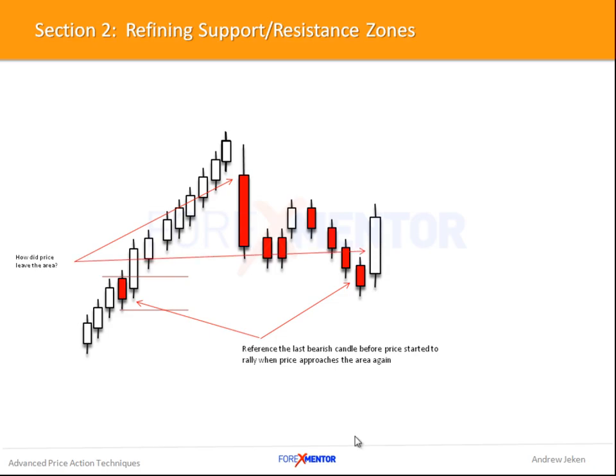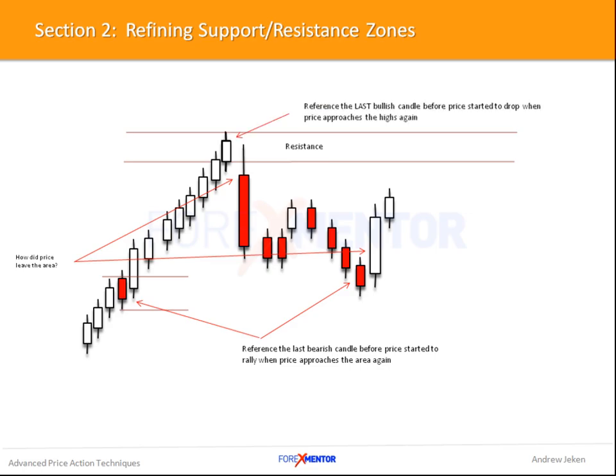Here again, how did price leave this area? Was it a slow, sluggish move away or a more aggressive move, like here, here, and here? We note this area here as resistance, and here again you want to pay close attention to this last bullish candle before price broke away. So we reference the last bullish candle before price started to drop, for when price approaches the highs again. And it's at this level right here we're looking for a bearish pattern.